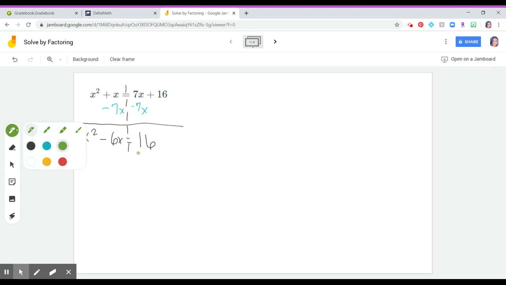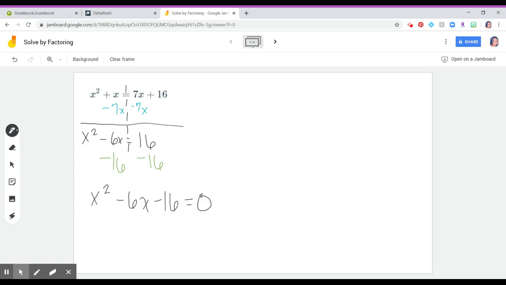And now what I'm going to do is move over the 16. So I'll subtract 16. So now I have my equation in standard form: x squared minus 6x, none of these are like terms, minus 16. And we want to make sure we write equals 0. And what I'm going to go ahead and do is identify my A, which is 1, my B, which is negative 6, and my C is negative 16.